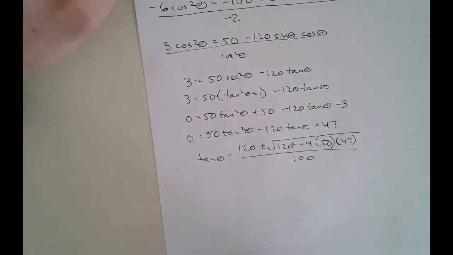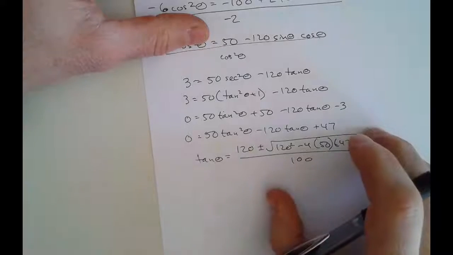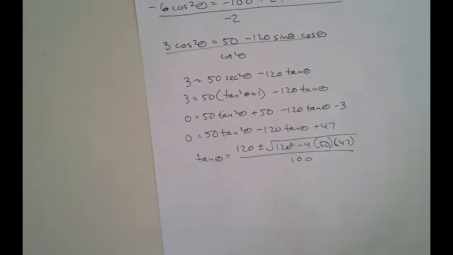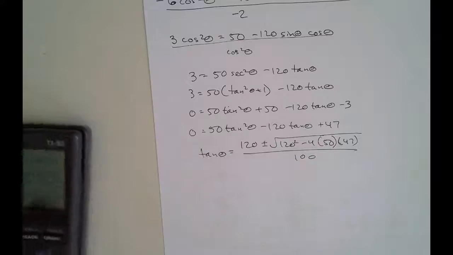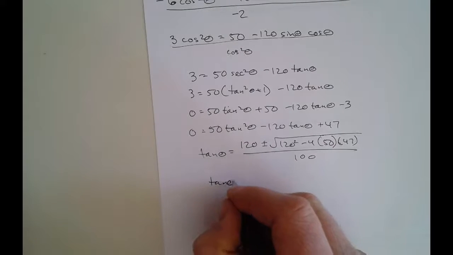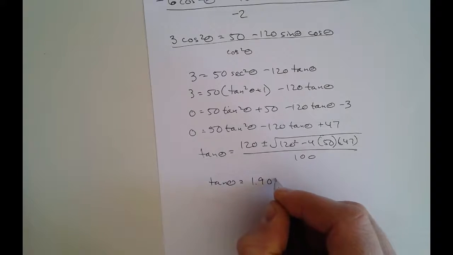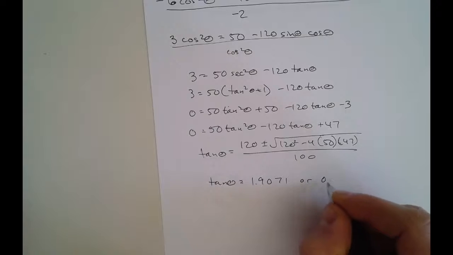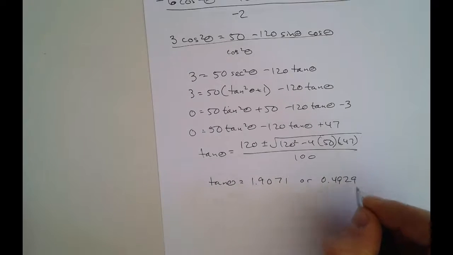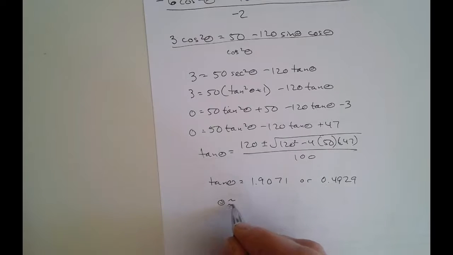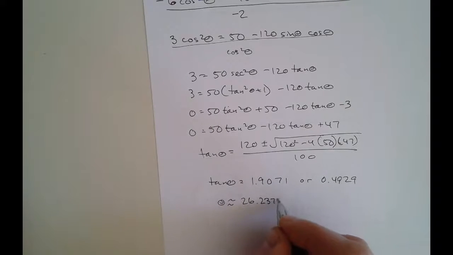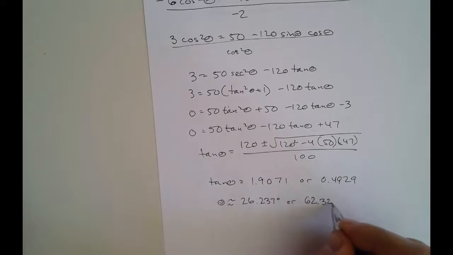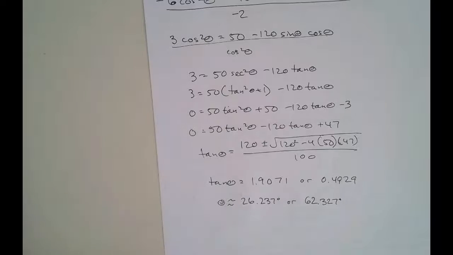Now figure out my angles. This will give me 2 angles for this. Let me pause this real quick and I'll get that so I don't waste your time. Okay, I just put it into my calculator and I have tangent of theta equaling 1.9071 or 0.4929. I do my inverse trig and I get 26.237 degrees or 62.327 degrees. So we have 2 options there, and that's okay in this case. Totally valid, we could have 2 options there.